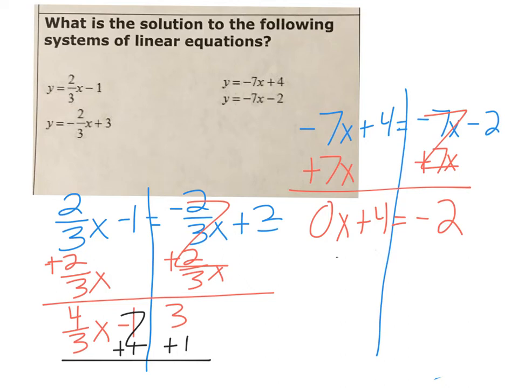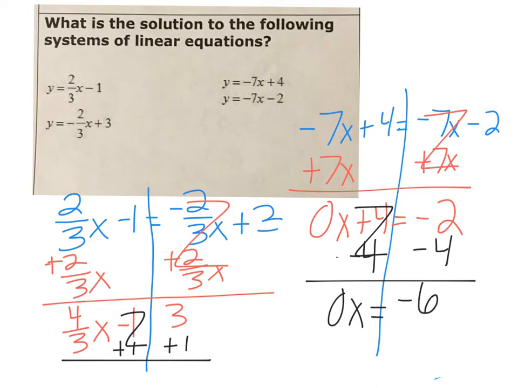Next, take care of your constants. Minus 4 cancels out. 0x equals negative 6. But when you divide by 0, you will get error because there is no solution. So go all the way to the end and finish that because you got to make sure that it's a no solution.